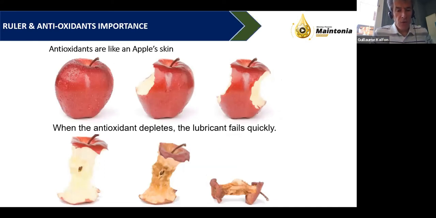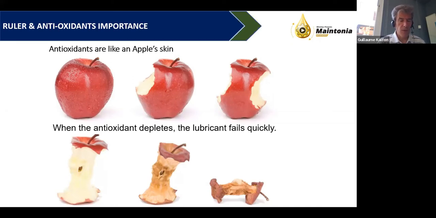Why do we measure antioxidants? It's good to think by analogies. It helps us to get a better understanding of facts and of life. And for the antioxidants of an oil, we can use the analogy of the skin of the apple. Why? Because the skin of the apple is a small portion by weight of the total apple, right? It should be something like 1 or 2% of the total weight of the apple.